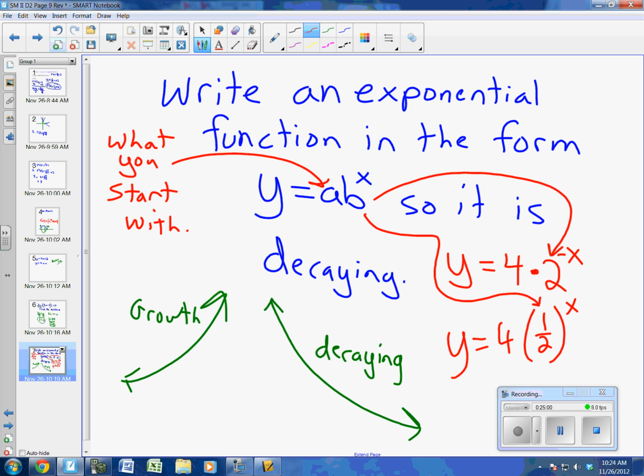So if you start off with 82 of something, A would be 82. And then it decays. That means it's going to get less and less. Does that make sense? It's going to get less and less. All right. That will be on the test. Okay, are we ready for another one?